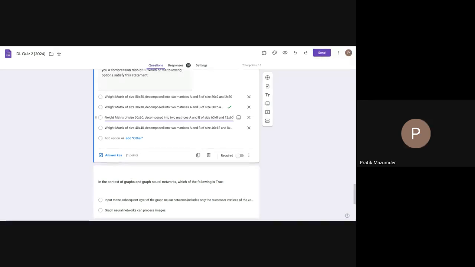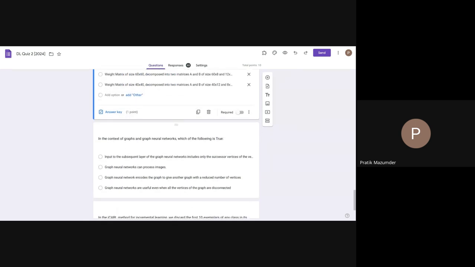The reason why this is not the option is because if you look at this particular decomposition, 60 cross 8 and 12 cross 60, this is not a valid decomposition of 60 cross 60 because you cannot get back the original matrix from here. Whereas in this case, you can simply multiply these two matrices and you get back a 30 cross 30 matrix. So this was just to give you one option which satisfies in terms of matrices, but is not a valid decomposition as such. So that's why I had given this option. So there was this confusion. People were asking if there are multiple correct answers. It was not. There was only one correct answer in this particular set. Okay.